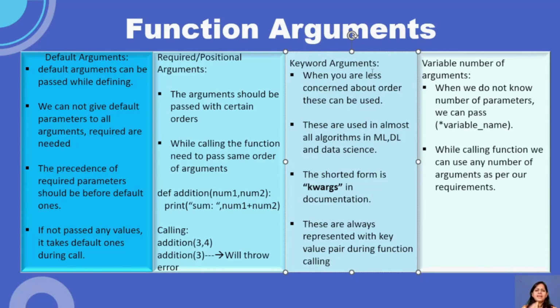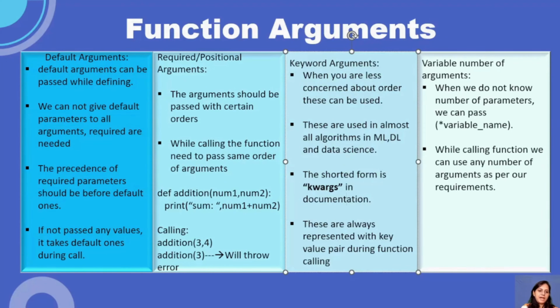There are very, very interesting examples I have taken, guys, and you will enjoy it. While calling functions, we can use any number of arguments. Like I said, while calling, you can pass any number of arguments there. That is what variable number of arguments means.